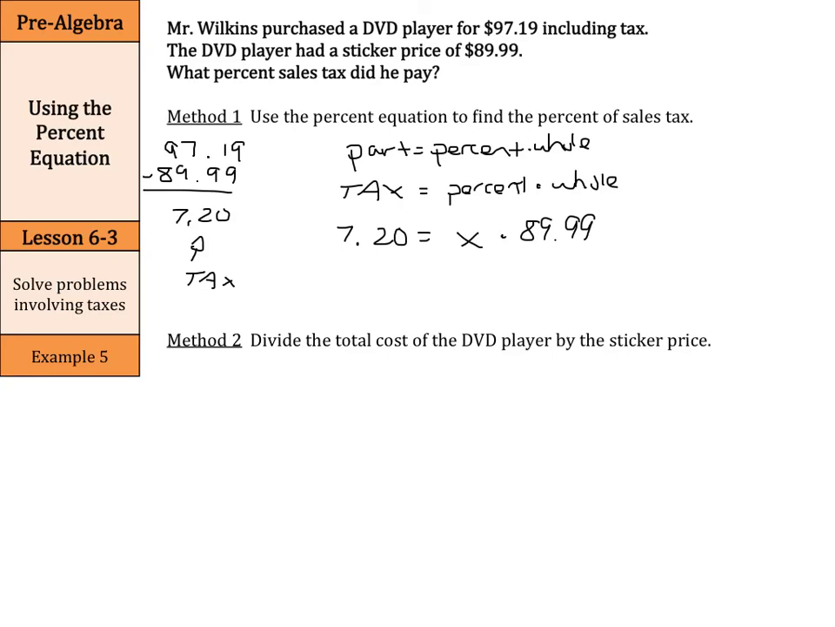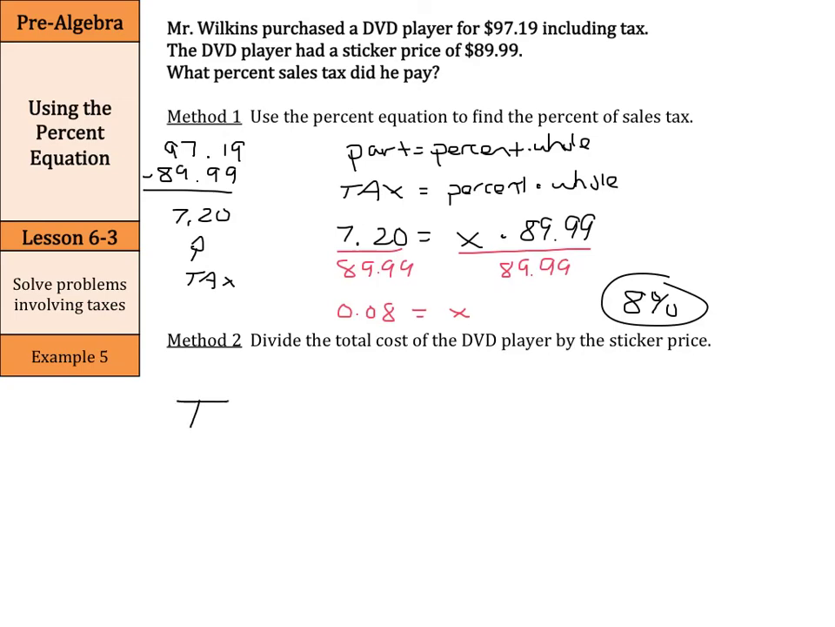So, divide both sides by $89.99. And $7.20 divided by $89.99 is, and we'll round here, 0.08 equals x, which is just 8%. So 8% sales tax.